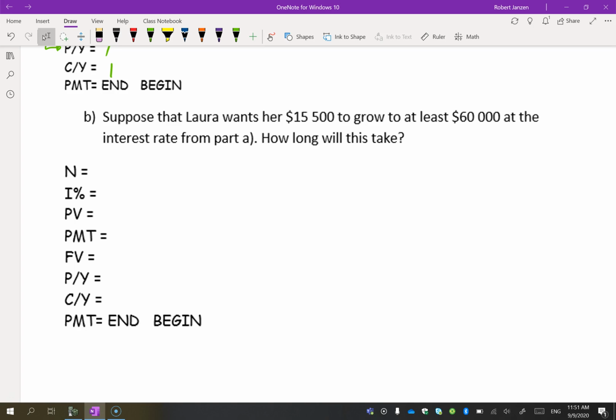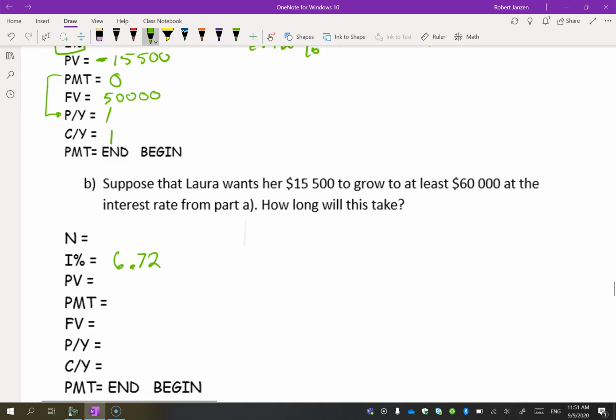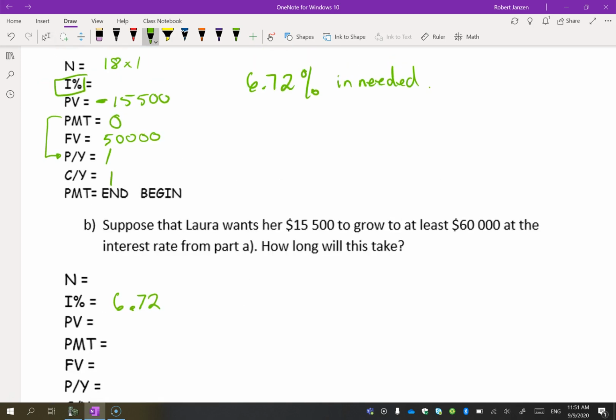Next one. Suppose that Laura wants her $15,500 to grow to at least $60,000 at the interest rate from part A. So in other words, I'm going to leave it in there a little bit longer. How long will it take? So we're going to use 6.72, but we're not going to use 6.72 because if you look on the screen right now, whatever was here, let's leave it there. Don't round it off. It was actually a much longer number. It just gives it a little bit more accuracy. So keep the full decimal from the previous question.